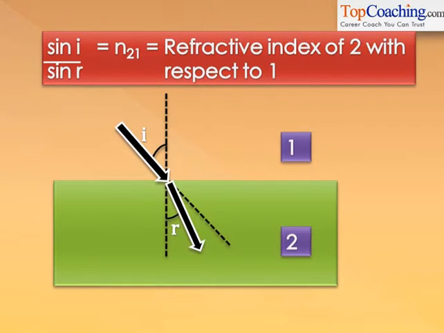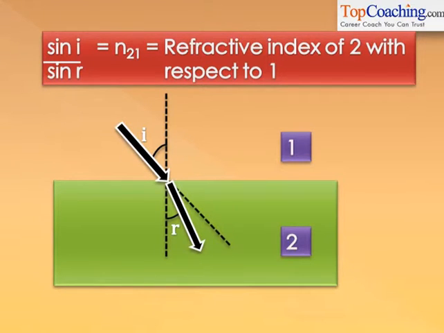Here's the way to represent the refractive index. You see, the refractive index is represented for one medium with respect to another medium. Understood? So when a light ray enters medium 2 from medium 1, in that case sin I by sin R gives us N21, that is the refractive index of medium 2 with respect to medium 1.